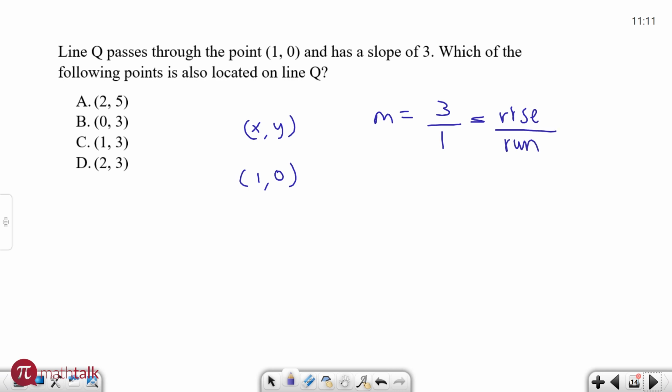So really, it's change in y over change in x. But I know that if my y value is changing by positive 3, it's going up by 3. So I can just add 3 to my y value. My run is my change in x, and it's a positive 1, so I can just add 1 to my x value. And then I can figure out my new point. 1 plus 1 is 2, 0 plus 3 is 3. My new point on that line should be the point (2, 3), which is option D.